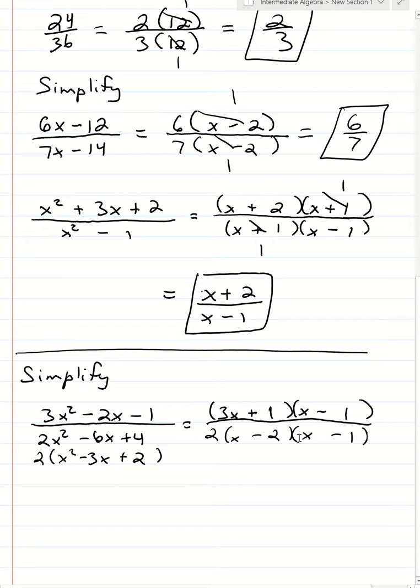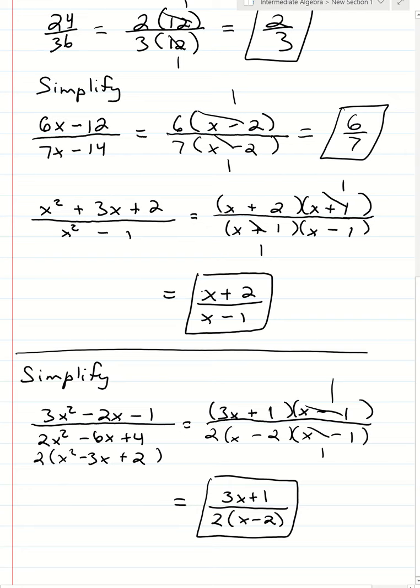Now that we have the factored form, we use that fundamental principle of fractions, and we look to see if there's anything that's the same top and bottom. We have an x minus 1 in the numerator and an x minus 1 in the denominator. That can be simplified. So our simplified rational expression would be 3x plus 1 on the top and 2 times x minus 2 in the denominator. That is your simplified expression.